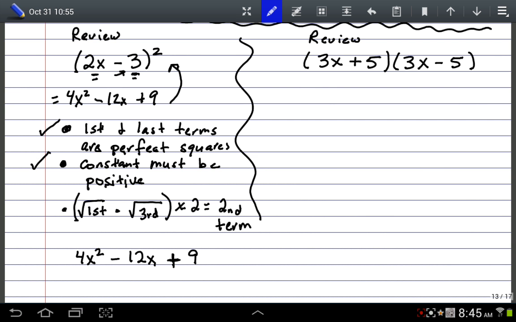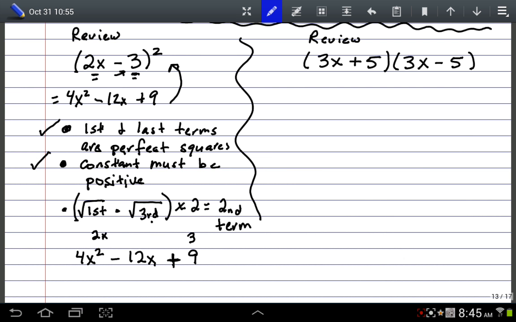Now, the third thing requires a little bit of scratch work. You take the square root of the first term times the square root of the third term. The way I do this, when I see my perfect squares, is I write the square root, kind of light or small, above the 4x squared. So the square root of 4x squared would be 2x. Now, the same thing with the third term. The square root of 9 would be 3.